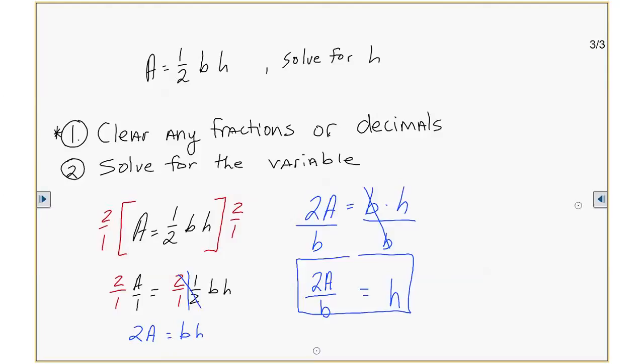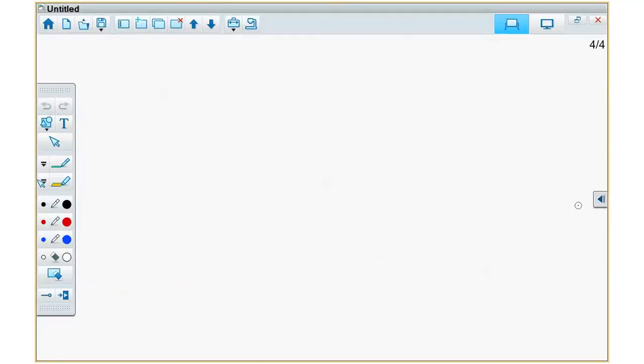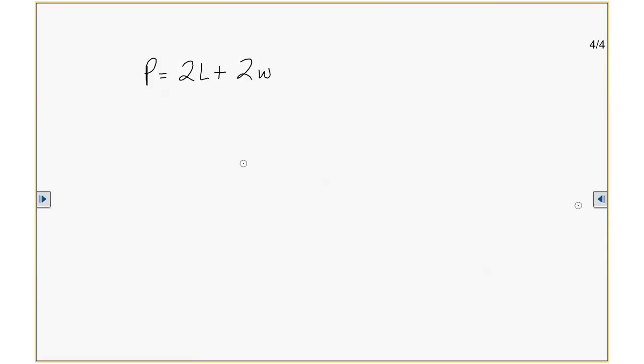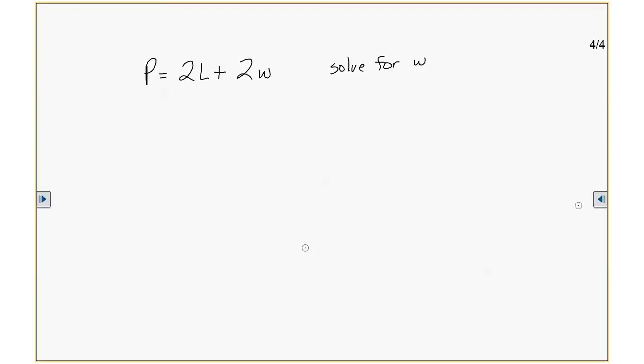Perimeter. Perimeter is equal to 2L plus 2W. And I want you to solve for W. I'm sorry, W. Don't know where you're from. Solve for W. All right, do it. There's no fractions here, so you don't have to worry about doing the first one.